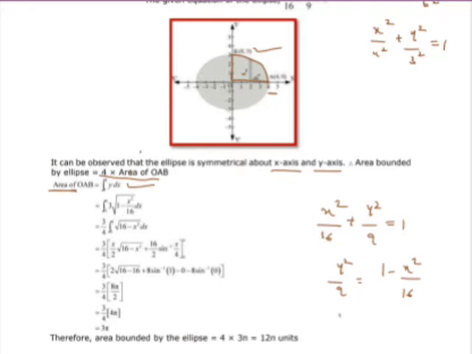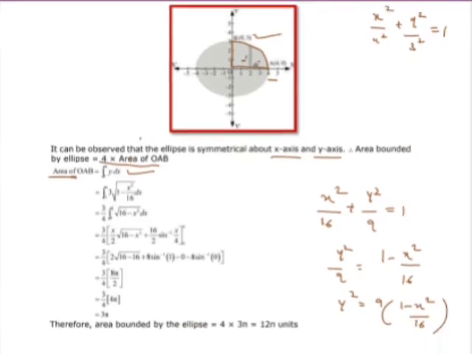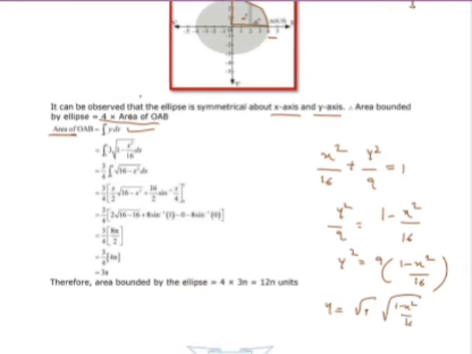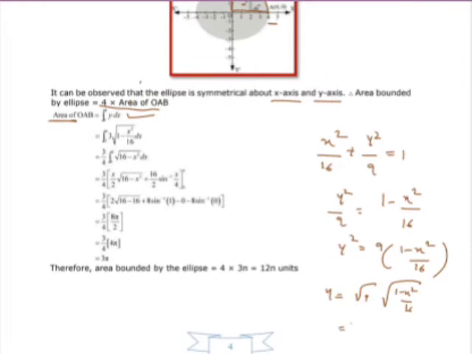So when we cross multiply this, what we get, 9 also is there. So 9 into 1 minus x square by 16. So finally the y value is equals to square root of 9 into square root of 1 minus x square by 16, which is equals to 3 into under root of 1 minus x square by 16.